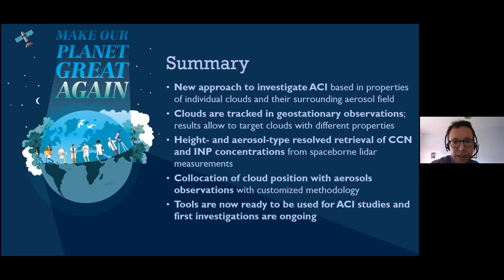The LIDAR does emit a laser pulse. And because this is a pulse, well, it has a beginning and an end. When it is emitted, a clock is set and it is stopped when this pulse comes back, and then the next one is emitted.